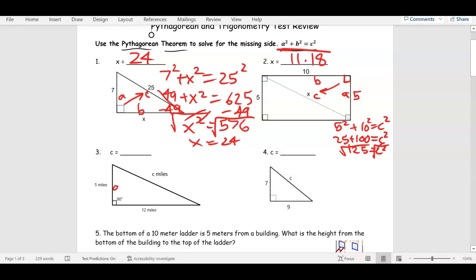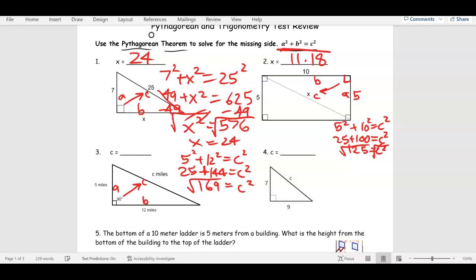Same thing here. Got A, B, and C across from 90. Now you might remember this is a Pythagorean triple, 5, 12, 13. But either way, you can still do it. A squared plus B squared equals C squared. 25 plus 144. Now I know I'm squaring these kind of fast, but you can definitely type them in the calculator. 25 plus 144 is 169.